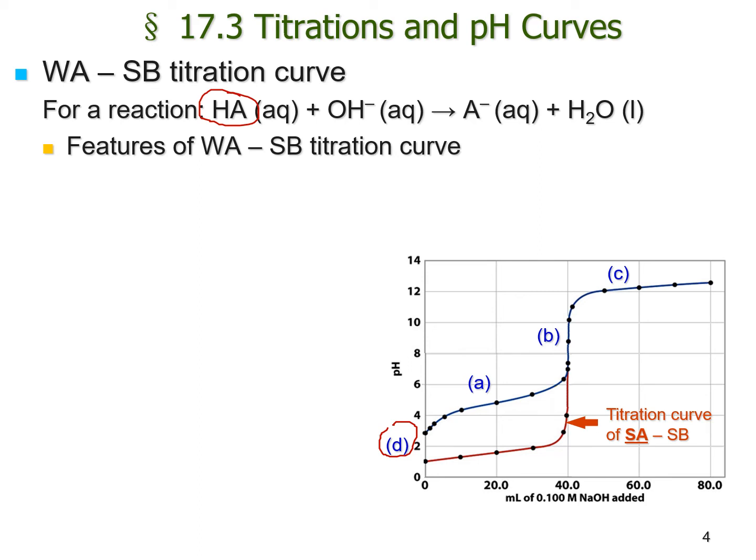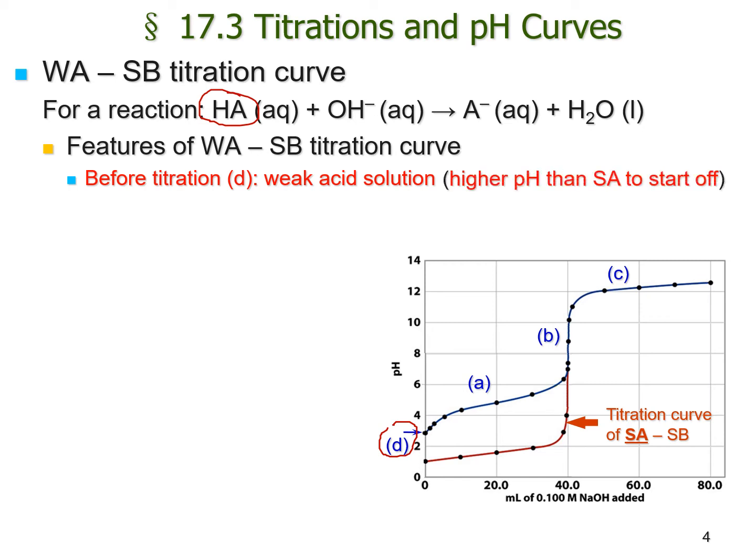Once we have these two titration curves superimposed on each other, now we start to see something that we can discuss. First, the point of D. The point of D is the pH of a weak acid solution before the titration. And of course, we definitely see the higher pH. Why the higher pH? Because we talk about a weak acid. Weak acid does not have 100% dissociation. So less amount of hydronium, the higher the pH.